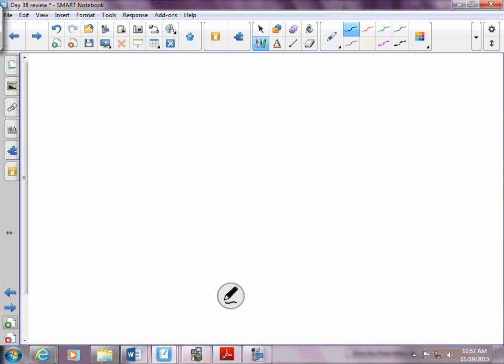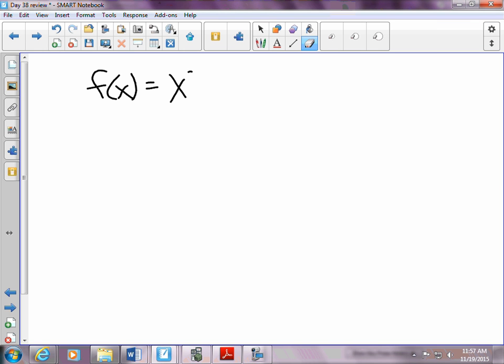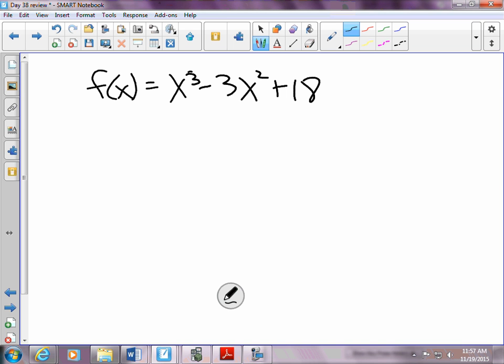So 21, if anyone came in later, they were zoning out. I had to change the problem so that it wouldn't be undefined. So they say you have this function, and I changed it to x cubed minus 3x squared plus 18. And they say that g is the inverse. So it's another way of calling it f to the negative 1. And we want to find the derivative of the inverse at negative 2.